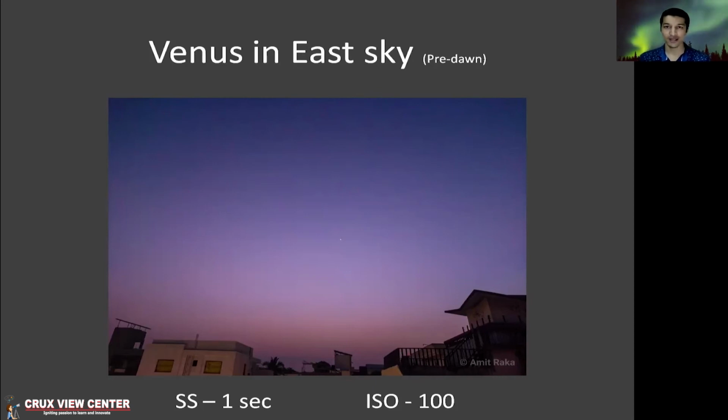ISO was 100. Because it is pre-dawn hours, we have a lot of light in the sky, so 100 ISO was enough. And shutter speed 1 second. Remember, this is 1 second. Okay.